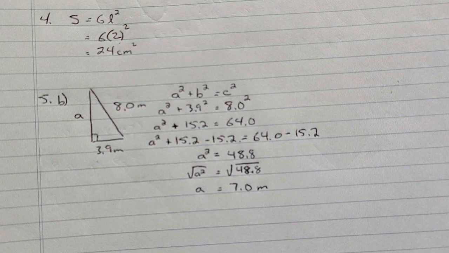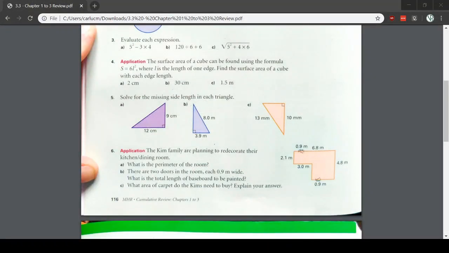And I'll switch back here to the worksheet. In the case of A, you have the hypotenuse being the missing side. So you would have your a and b values. The only difference here is you would be able to add your a and b's instead of having to subtract.